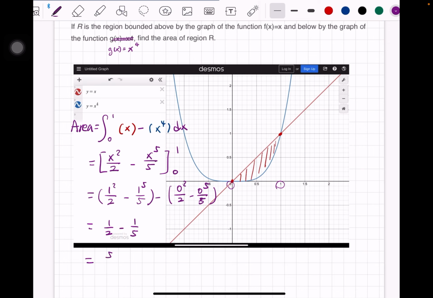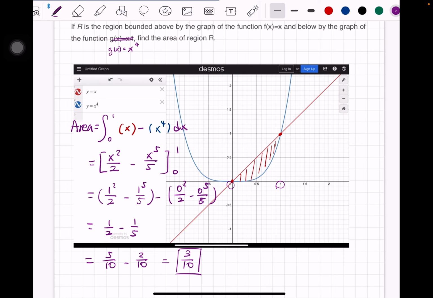And we ended up with 1/2 minus 1/5, which is 5/10 minus 2/10, which is 3/10. Be careful that when we evaluate it, we're only evaluating the x. So that is why it's 1 squared instead of 1/2 squared, and the same thing is 1 to the 5th power instead of 1/5 to the 5th power.